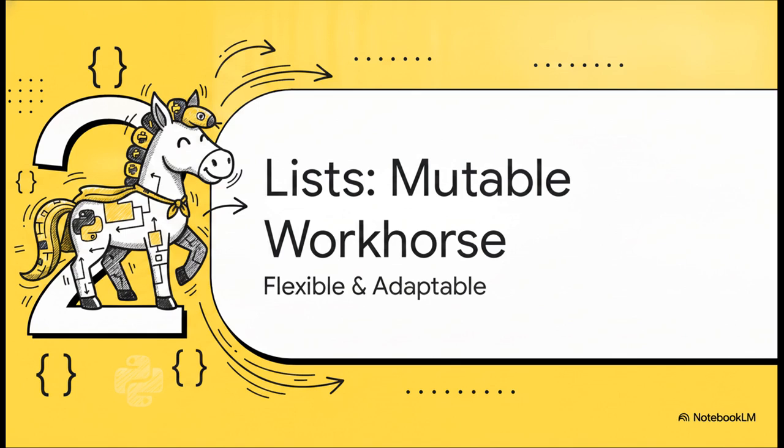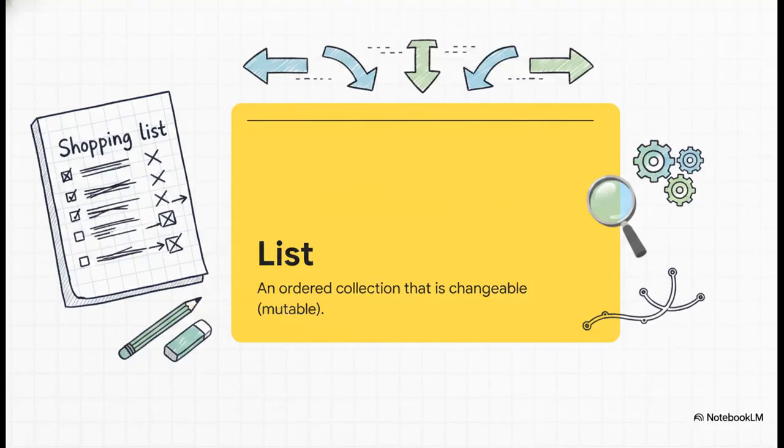Let's start with the structure you are probably going to use the most. I honestly like to think of the list as the friendly, everyday workhorse of Python programming. It's flexible, it's reliable, and it's basically always ready to adapt to whatever you need it to do. By definition, a list is an ordered collection that is changeable, and the fancy programming word for changeable is mutable. I really want you to lock that word into your mind. Mutable. It means you can change the contents incredibly easily after you create it.